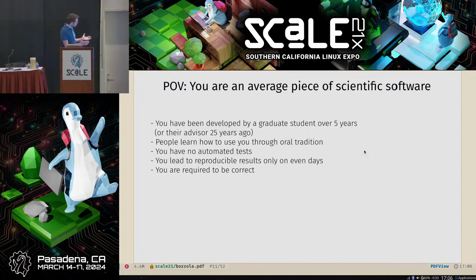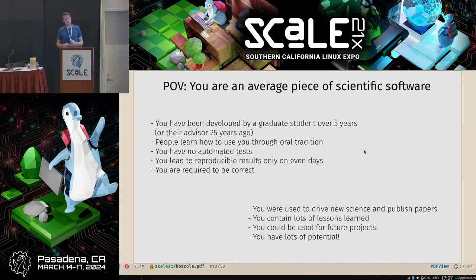So, this is not a very nice picture to have. These are not very nice qualities. But in all of this, you were used to drive new science. You were used to publish papers. You were used, indeed, to discover new things. And you contain a lot of lessons learned. Those are 25 years of lessons learned. 25 years of, I have to use this specific indexing system, or if I do this, then the code is 25% faster, and so on. This is a lot of very, very valuable information that is in scientific software, that is buried, and that is not accessible, and that we should try to bring up.